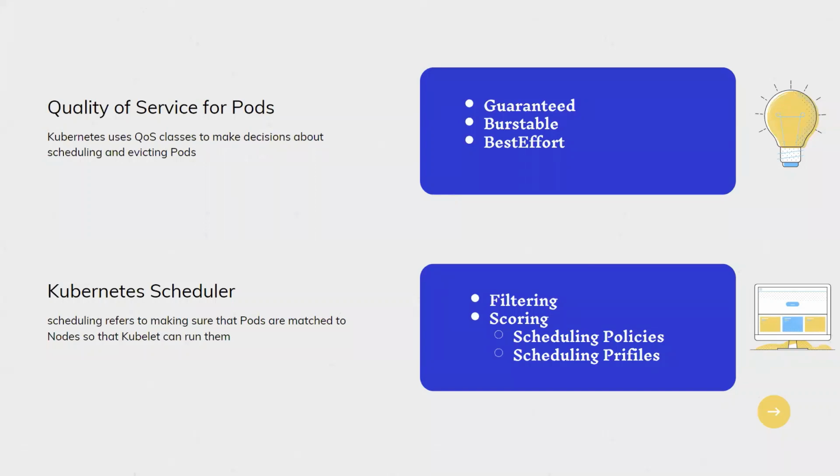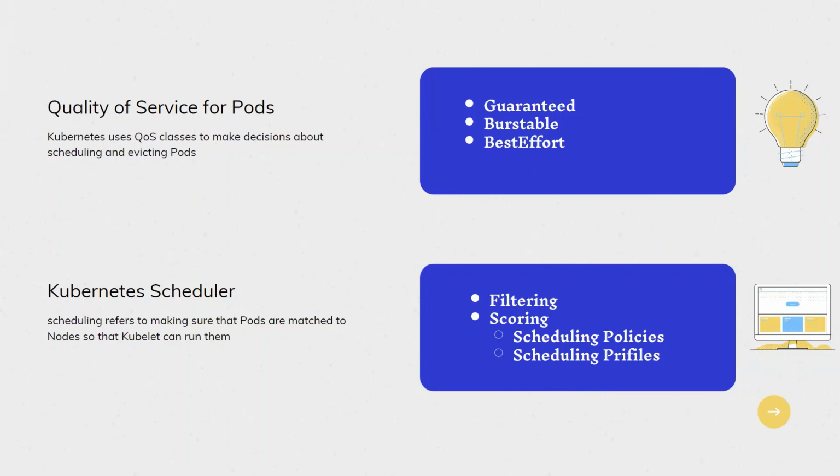Next important thing is QoS, quality of service. You can define quality classes to make decisions about scheduling and dedicated pods. Again, it's related to your resource requests and limits on the particular pod, and with that it provides 3 types of classes: Guaranteed, Burstable, and Best Effort.